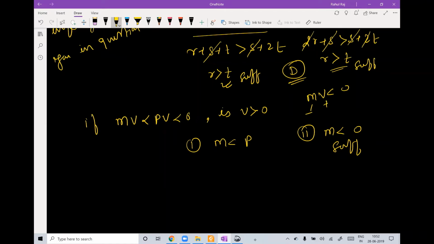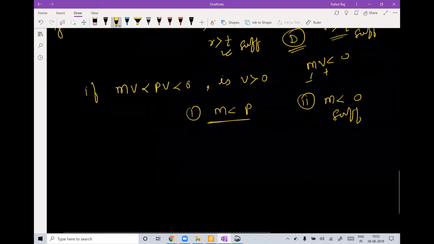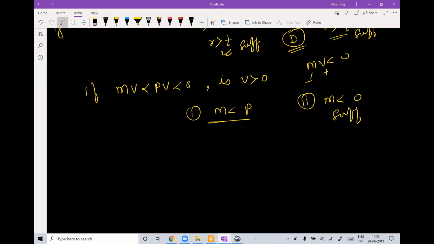Simple, right? Let's say in question number one, if you do not understand at all how to proceed, then what can you do? Can you take some numbers and check? So it says M is less than P. I can take M and P to be positive numbers and V a negative number, or M and P negative numbers and V a positive number, right? So let me take M equal to 5, P equal to 10, and V equal to negative 1. Clear?